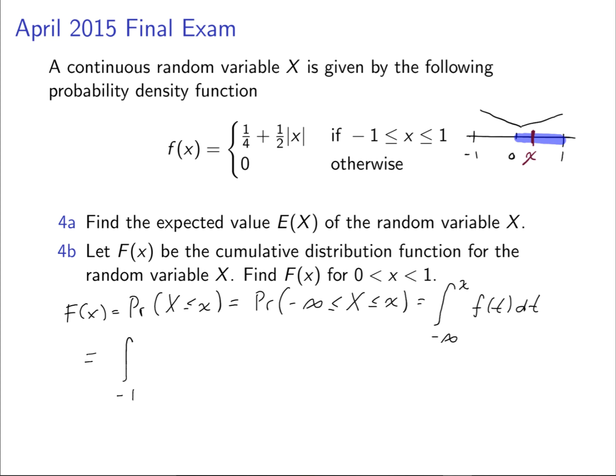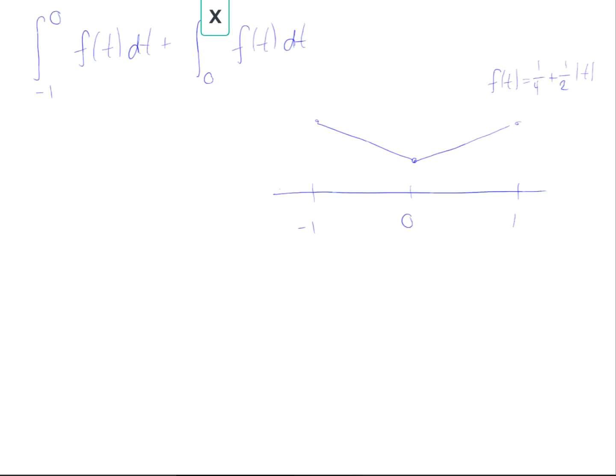Remember, our probability density function is 0 for all values of t less than negative 1. So I can rewrite my integral like this. And then because x is somewhere between 0 and 1, I'm going to write this as the area to 0 plus the area after 0. This area is a little easier to find with geometry than it is to find with calculus, so let's do it this way. The area under the curve from 0 to negative 1 is a trapezoid.